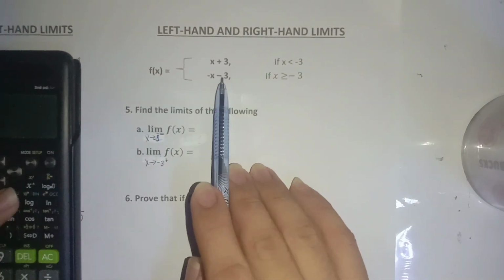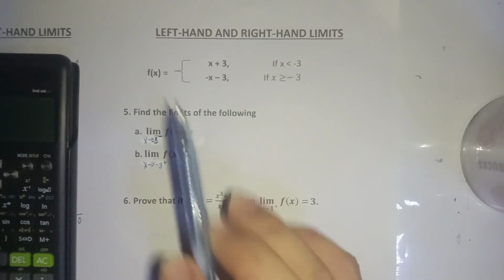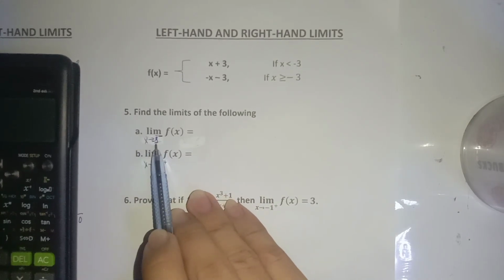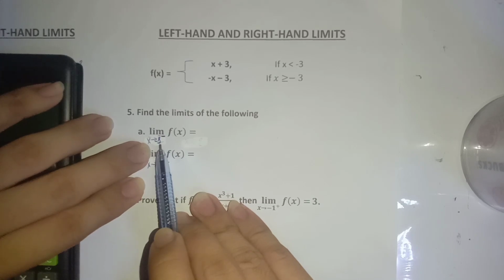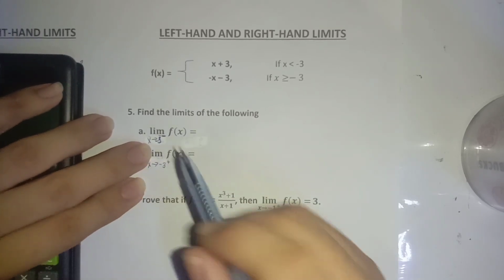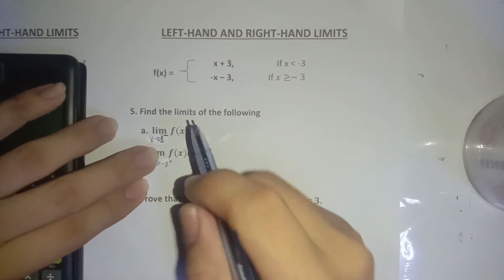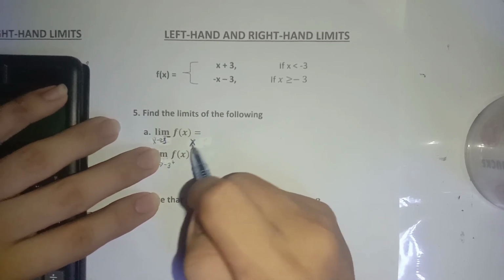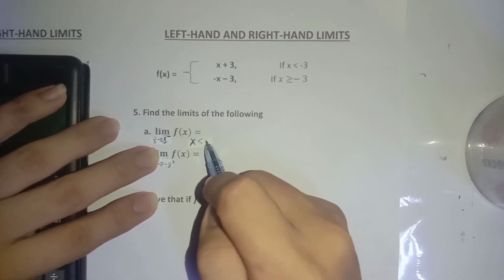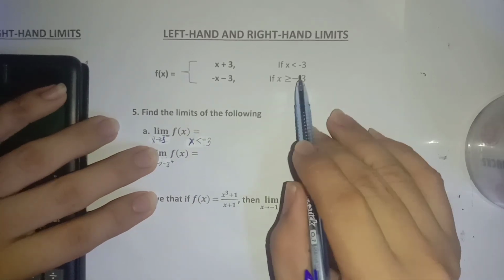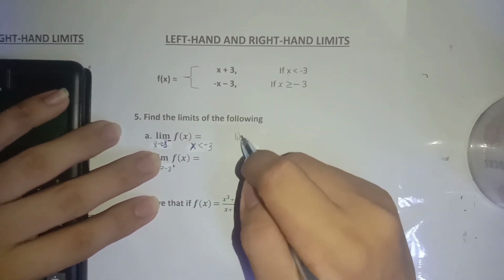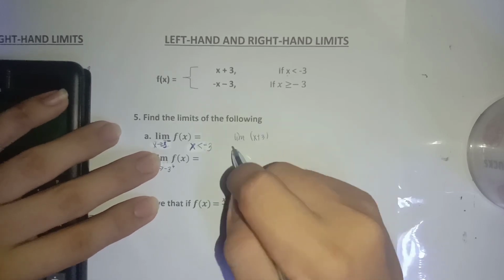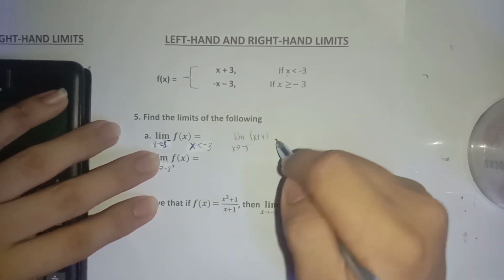Okay, last two example. We have another piecewise function. We're looking for the two limits here. We have as x approaches negative 3 negative. Ulitin natin, the superscript negative tells us the what? The condition, okay, condition na less than. So we're looking for x is less than negative 3. Saan dito yung x is less than negative 3?